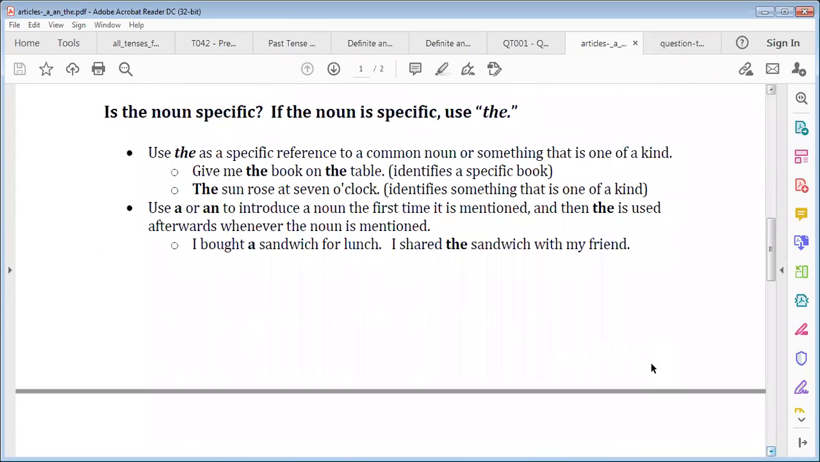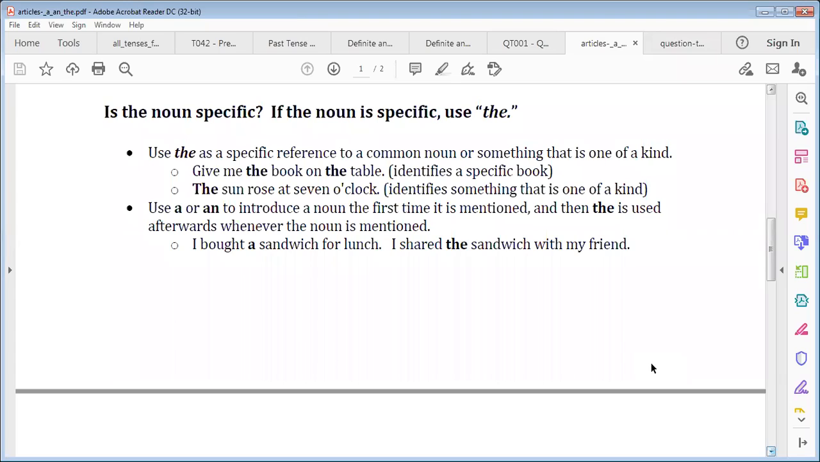What about the definite article? The definite article is the. If the noun is specific, if you're talking about a specific person, specific thing, then we are going to use the. Use the as a specific reference to a common noun or something that is one of a kind, means unique. Give me the book on the table. So specifically you are identifying that particular book. The sun rose at 7 o'clock. Identify something that is one of a kind. The sun, because sun is unique.